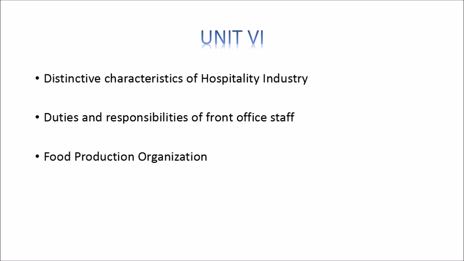So the third point is food production organization, which is the food and beverage department of the hotel. So the hotel basically has three departments: one is the front office, the food and beverage, and the housekeeping. So these are three major departments a hotel has. The food production organization is the food and beverage side. They have banquet, they have restaurant inside, they have a bar. So this is a study of all that.